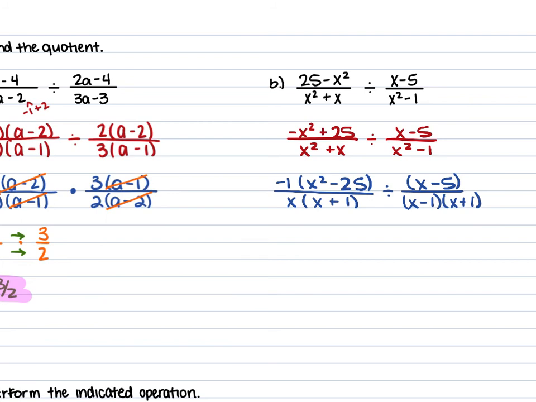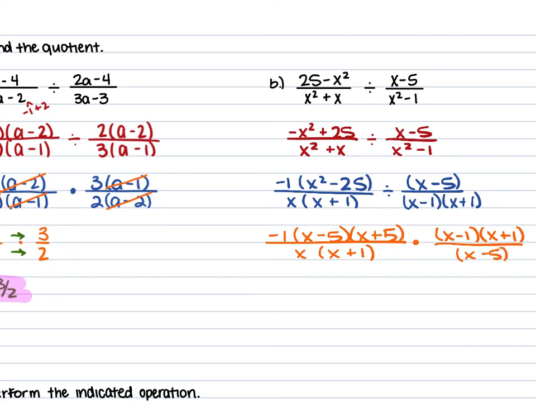You can still factor the top of the first fraction because you have a difference of squares with that x squared minus 25. So with that, keep factoring, you get negative 1 times x minus 5 times x plus 5. Keep it over the x times x plus 1. If you want to keep, change, flip at this time as well, you can do so. It would just turn into multiplication, and you would have x minus 1 times x plus 1 over x minus 5.